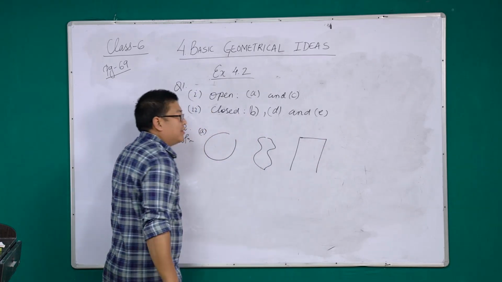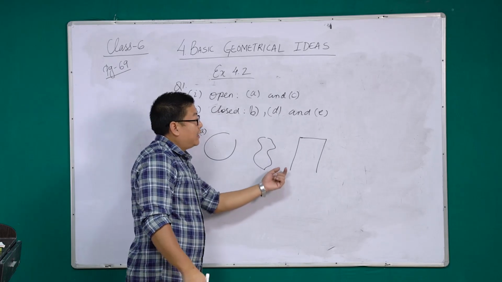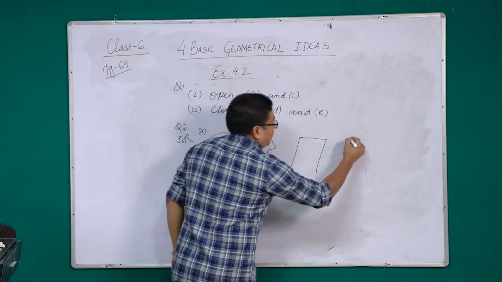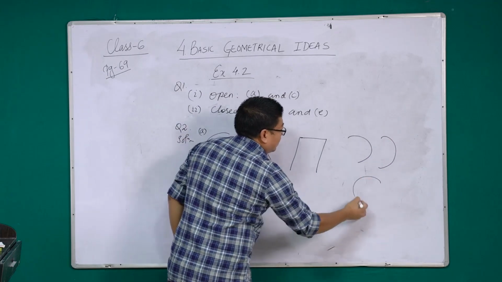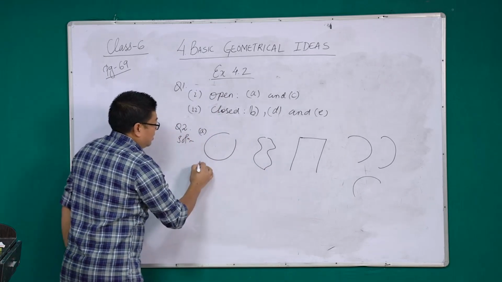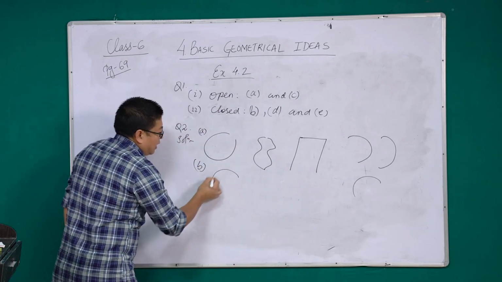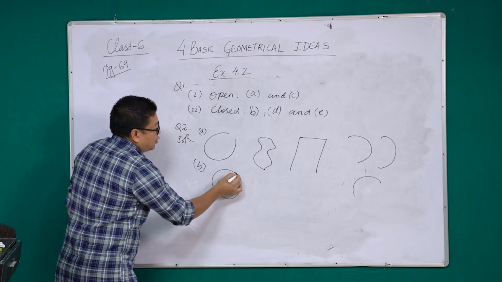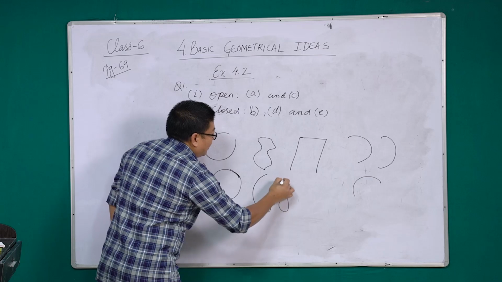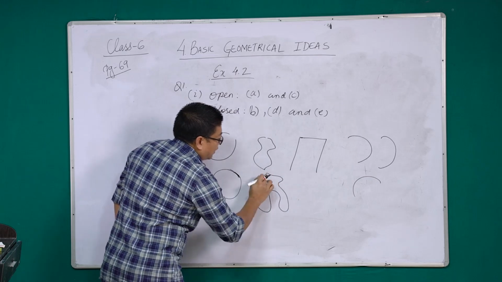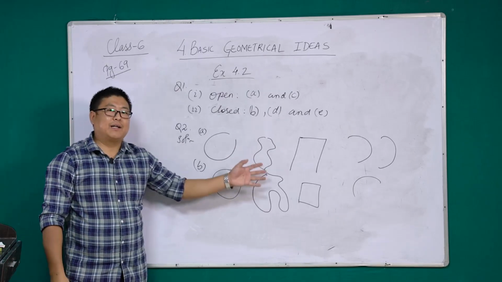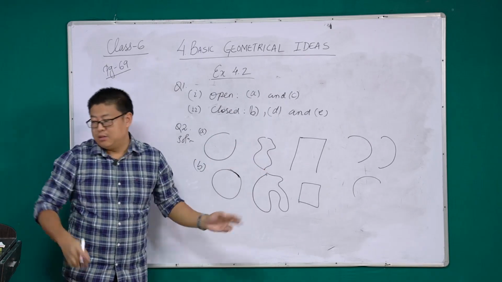Even with straight lines. In mathematics, a straight line is also a curve. We generally think that curves should be bent like this, but all these are curves. So these are some examples. Similarly, for closed curves, make sure that there's no opening. You can draw anything, for example a square, as long as there is no opening. These are the different examples of open and closed.